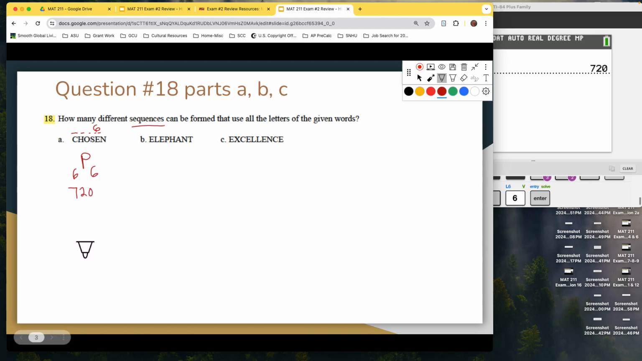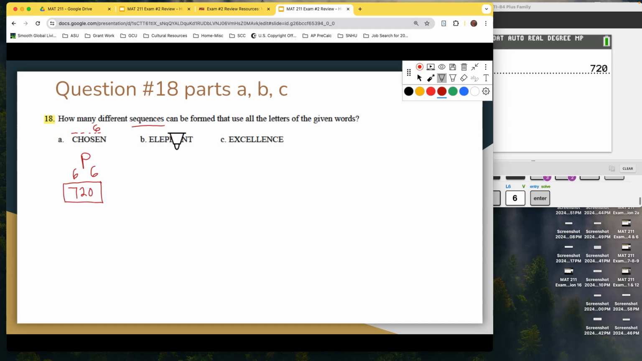I'm going to focus on using the calculator because as we get larger and larger, that's really the preferred method I'd like you to see. We come to the next word. Again, each of these will be a little different.